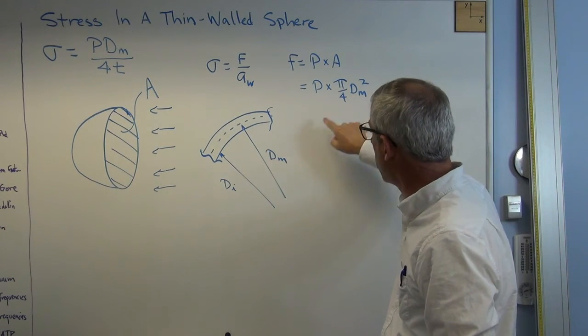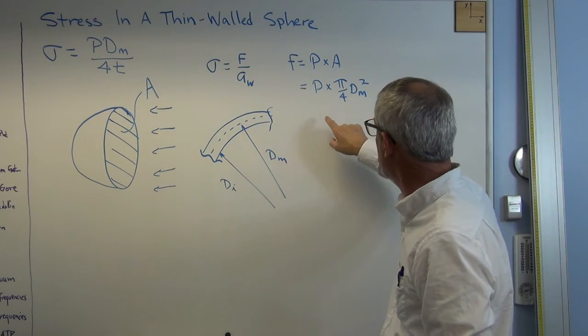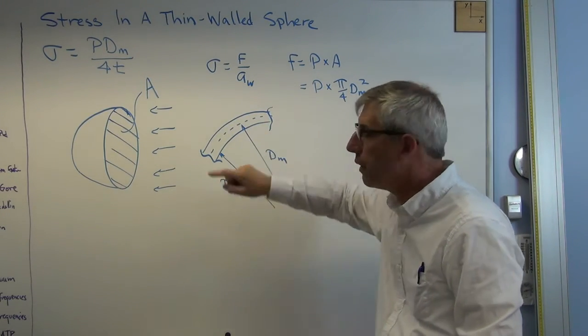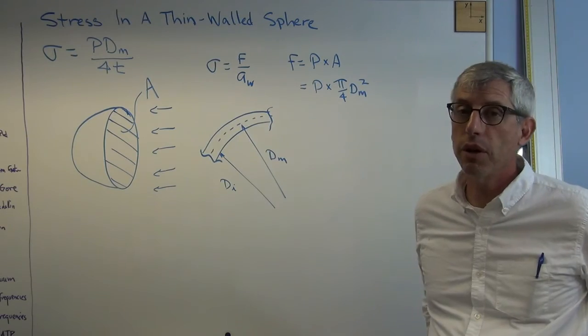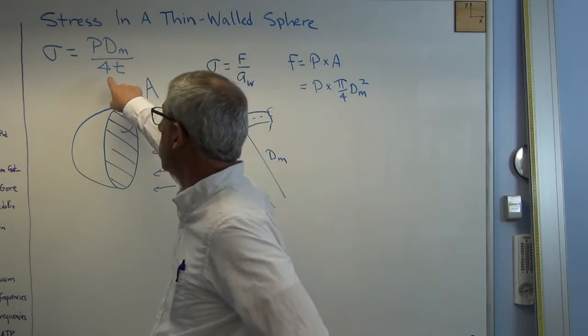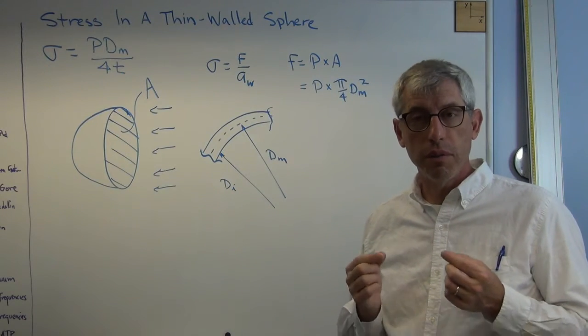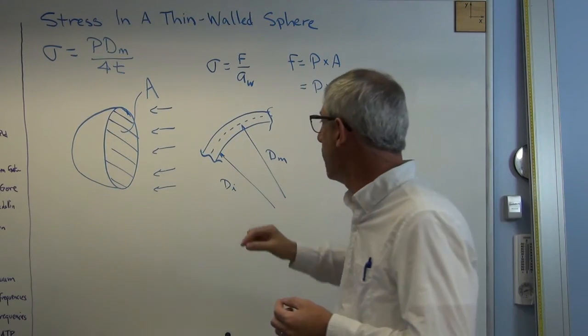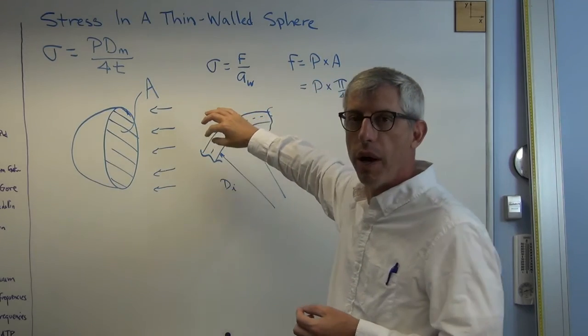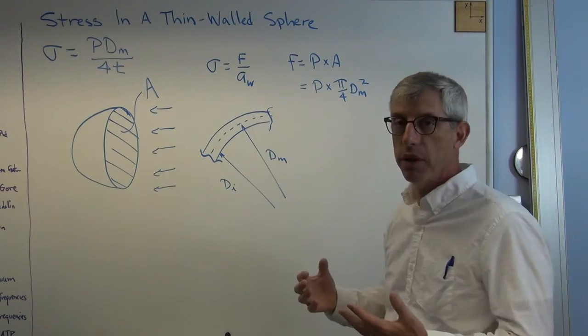By doing it this way, by calculating pressure using the mean diameter and then calculating the area using the mean diameter, things start canceling out and you get a much simpler expression. The idea of saying that the wall is very thin compared to the diameter means this is almost zero, not quite, but pretty close compared to the diameter.